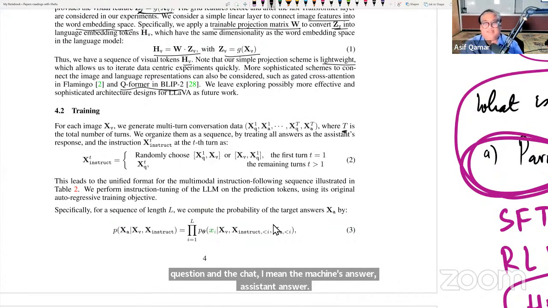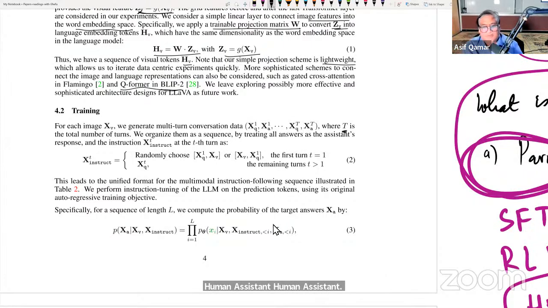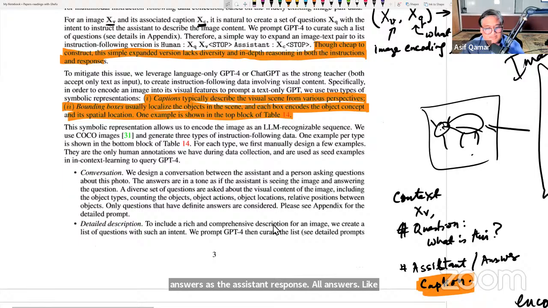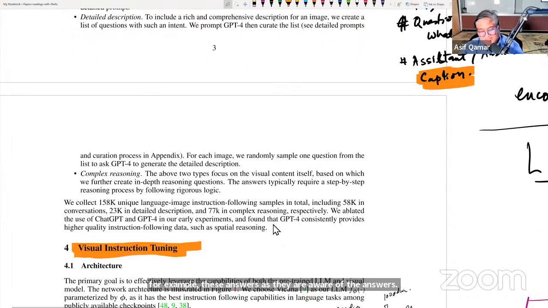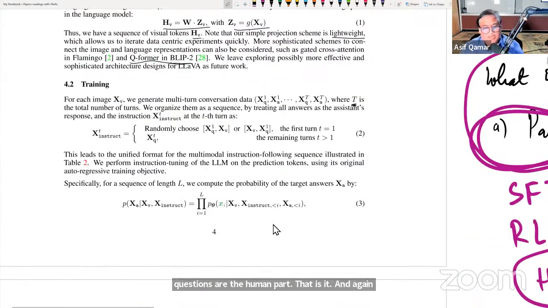Human, assistant, right? So you're training the machine to study this role playing, that the human asks this, the assistant answers this. Observe this. And by the way, you are the assistant. You're going to be the assistant going forward after you're fully trained. That's the basic idea. So we organize them as a sequence by treating all answers, like for example these answers, as the assistant response, and the questions are the human part. That is it. And again, the instruction part therefore becomes straightforward.